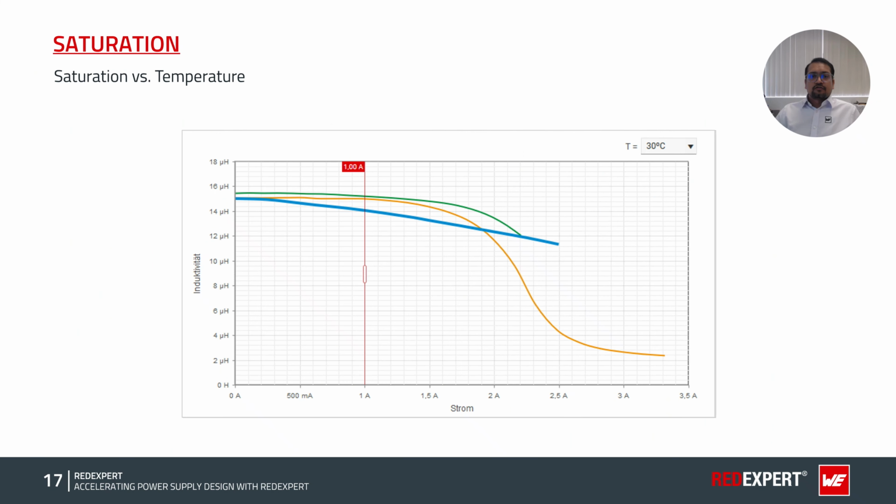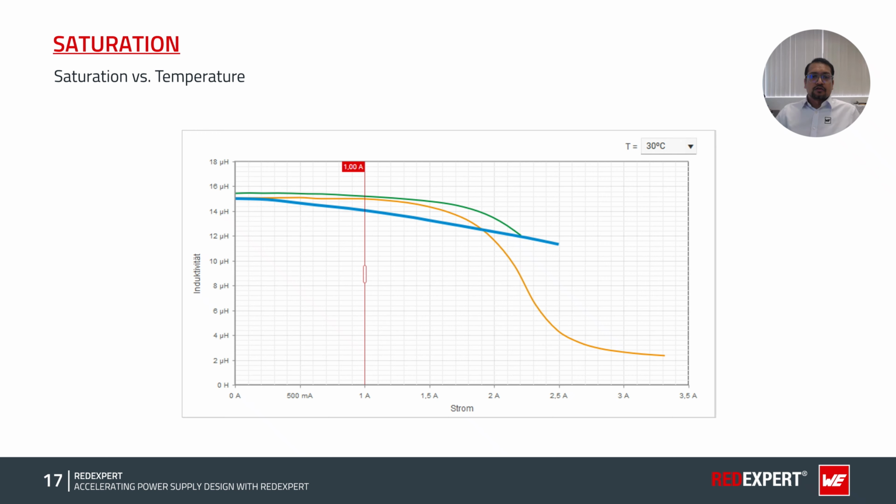Saturation versus temperature. Saturation behavior is closely linked to temperature and should not be considered constant. As the inductor operates under load, its temperature rises and the magnetic core property changes. And this directly impacts the saturation characteristics, including the effective saturation current. As a result, an inductor that performs well at room temperature may exhibit increased inductance roll-off or reach saturation earlier at higher operating temperatures. And why is it important?